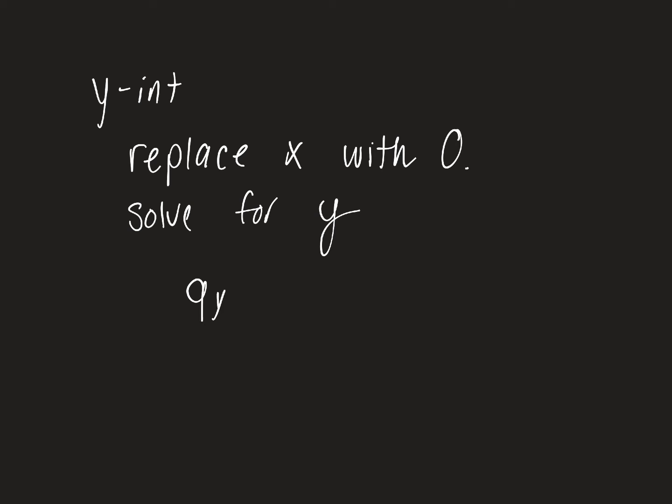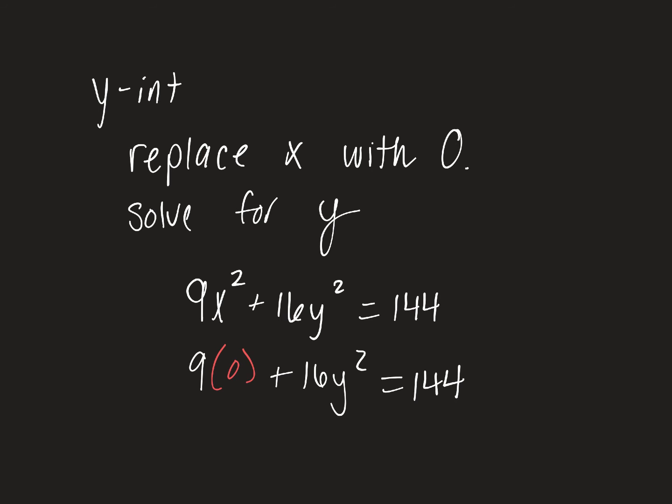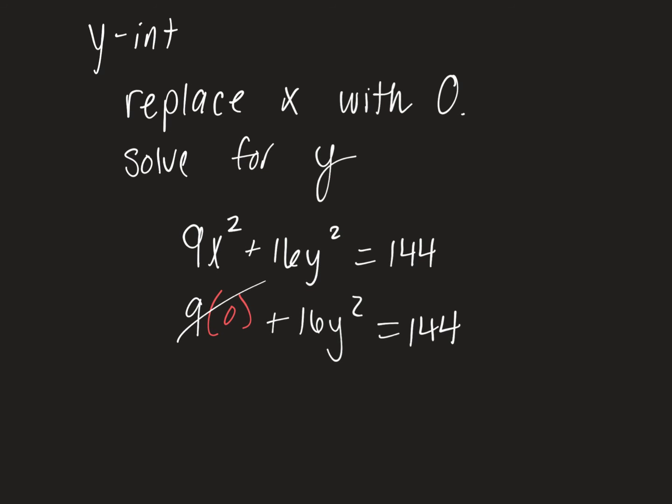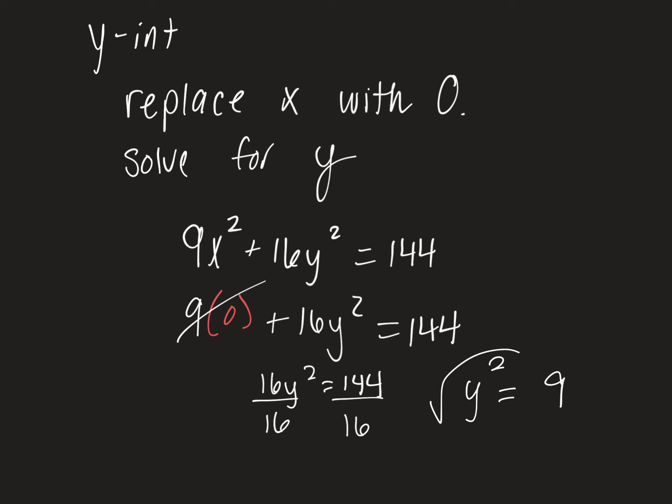So let's use that same equation, 9x squared plus 16y squared is 144. So x is 0. So 9 times 0 is 0, goes away. So then we're left with 16y squared equals 144. Divide by 16. y squared will equal 9. Square root both sides, so y would equal positive and negative 3.